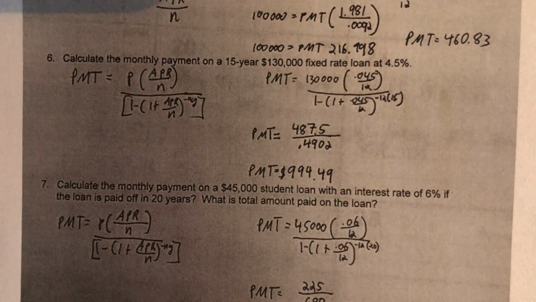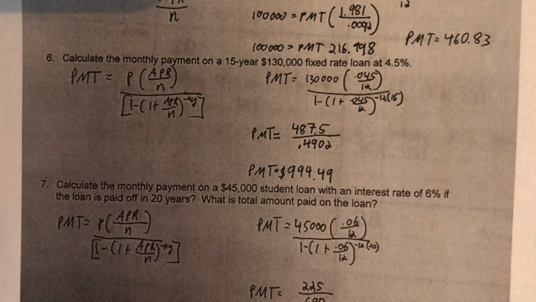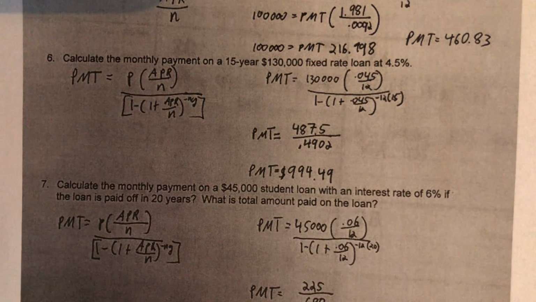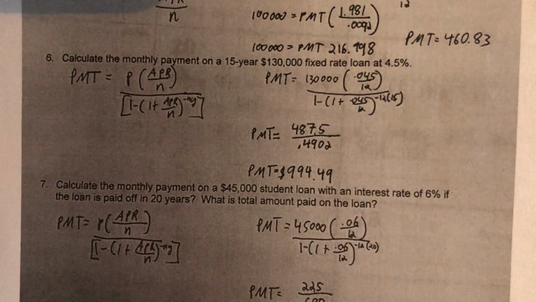The numerator is $487.50. The denominator is 0.4902. And your monthly payment would be $994.49.